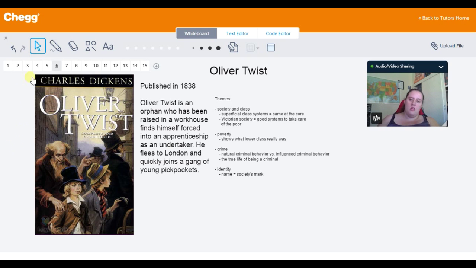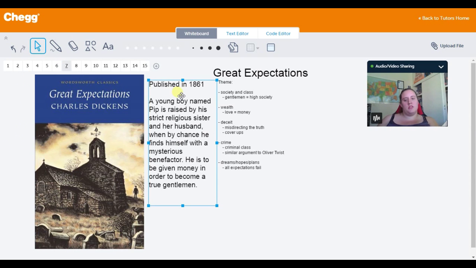Another of Dickens' works is Great Expectations. Great Expectations is published in 1861 and reflects upon the life of a young boy who has been placed into the care of his strict religious older sister and her blacksmith husband. While this sets him up to become an apprentice to his brother-in-law, he soon finds himself, by chance, funded by an anonymous benefactor. The stipulation is that he is required to use the funds given to him to become a gentleman.